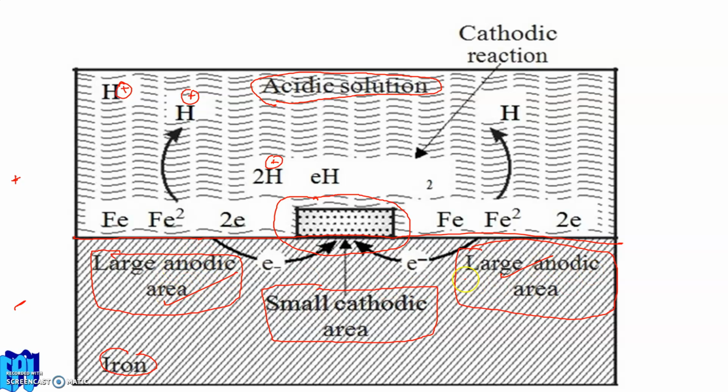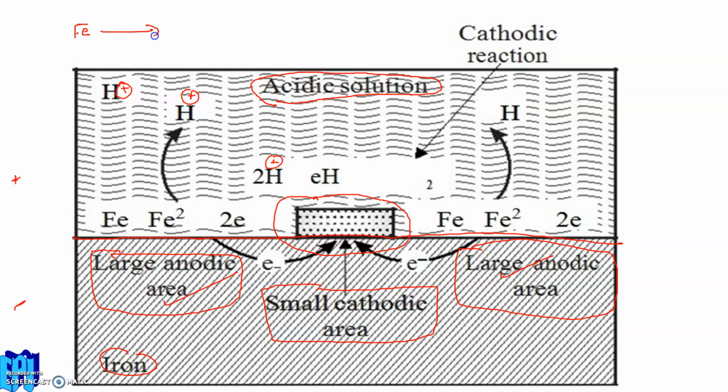Anodic part is large and the cathodic part is small. The mechanisms are the same. We know that this anode undergoes oxidation. Anode is made up of what? Anode is made up of Fe.